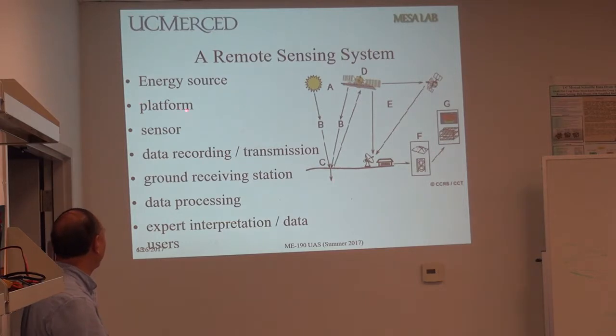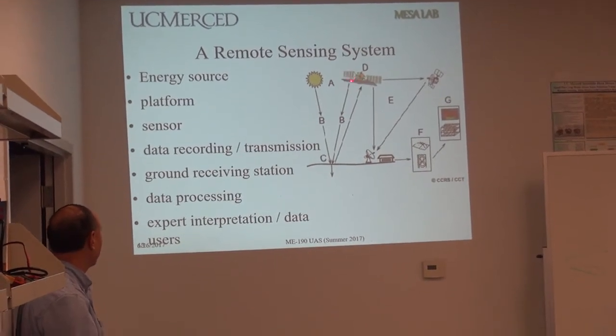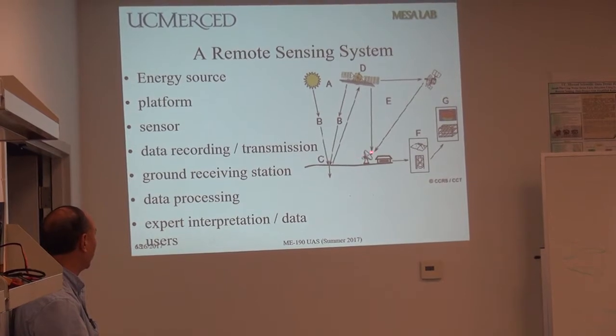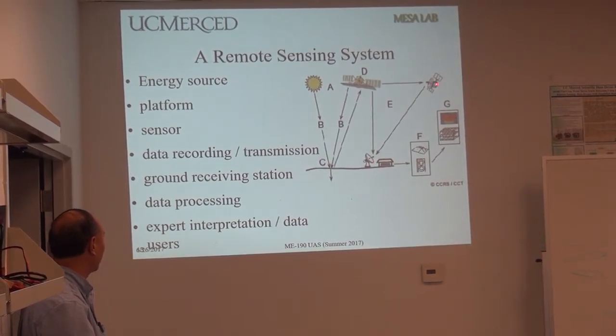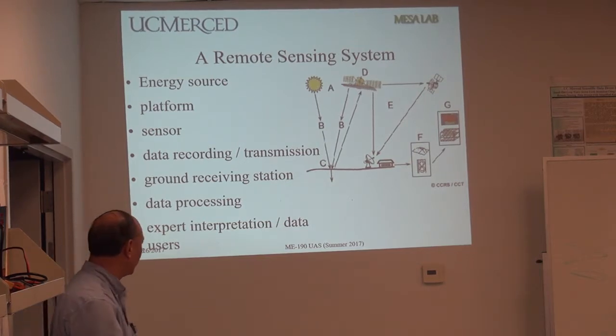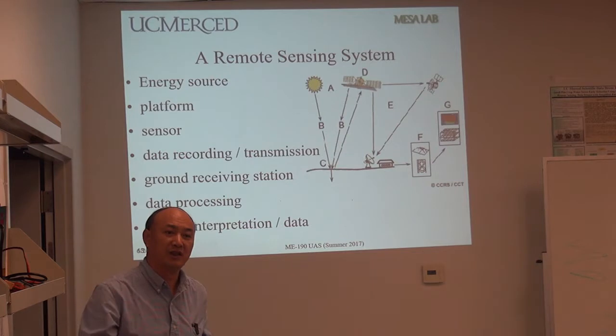And we also need a platform, which is D, okay? And we need a sensor, and these are the sensors on top of that. We need data recording and transmission. We need a satellite receiver, and another satellite for transmission of data. And we need a computer to store the data and do data processing. And finally, we do expert interpretation to provide to the end users.